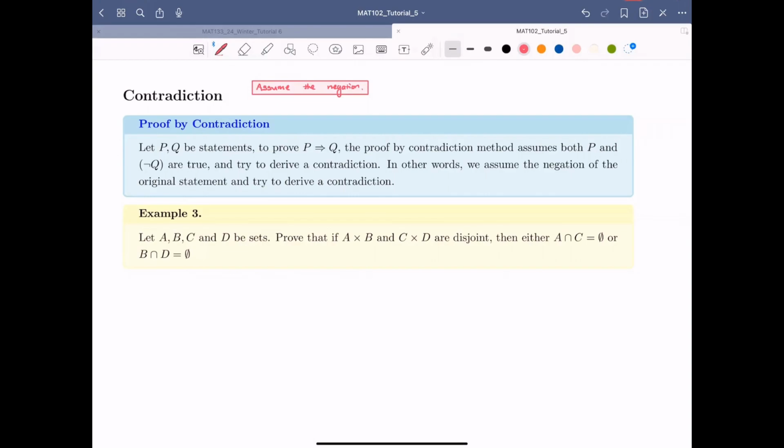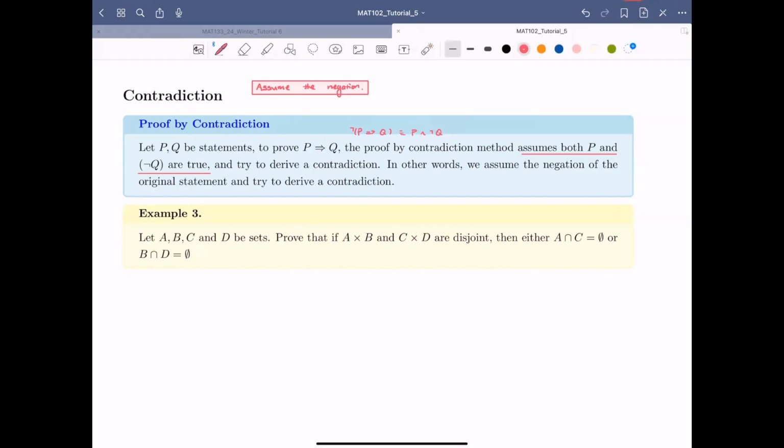So if you have an if-then statement, then your assumption will be both P and negation Q are true, because that's the negation of P implies Q, right? Remember, the negation of this is P and not Q. And I said assume the negation, which means we assume this if you have P implies Q. Okay? That's not always the case.